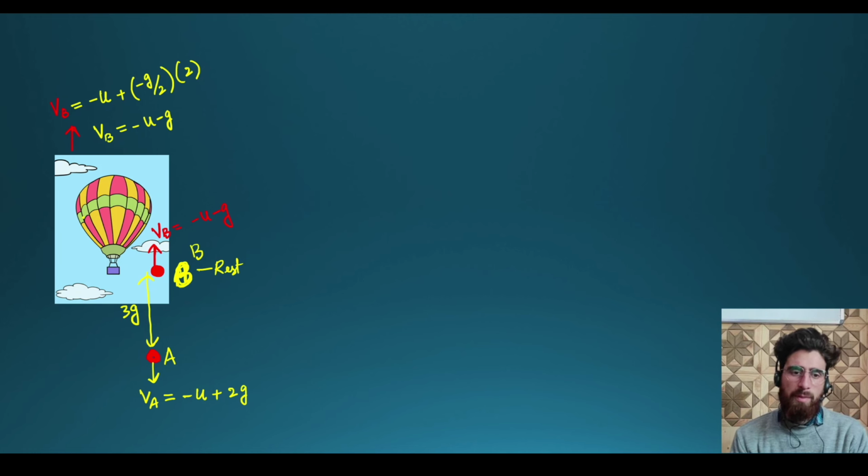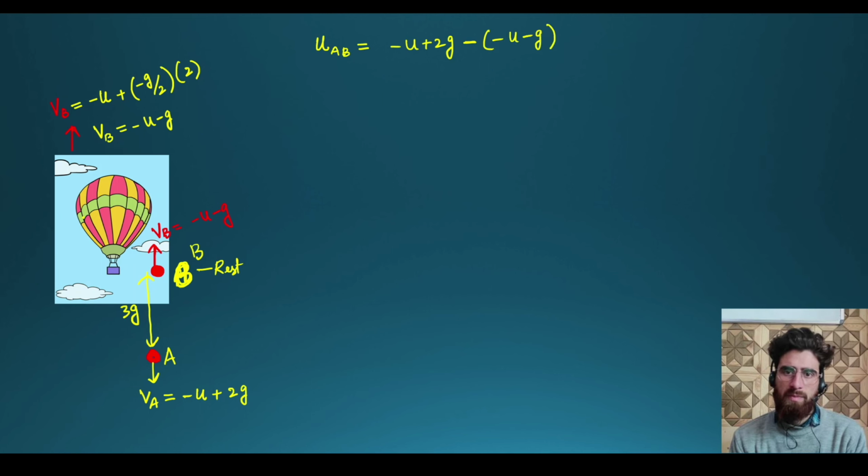So now, keeping particle B at rest, the velocity of particle A with respect to particle B is going to come out to be, what's the velocity of particle A? It's minus u plus 2g, and it will be subtracted by the velocity of particle B, since it's in the upward direction, minus u minus g. So the velocity of particle A with respect to particle B comes out to be minus u plus 2g plus u plus g. Minus u and plus u get cancelled out.